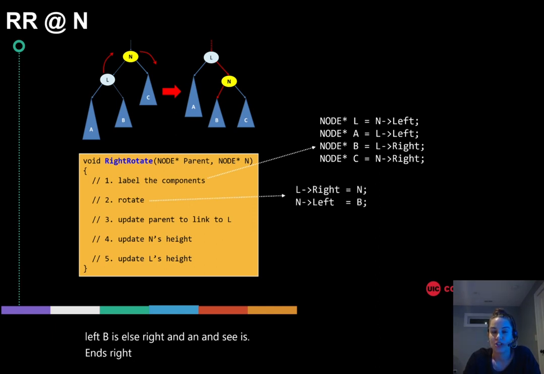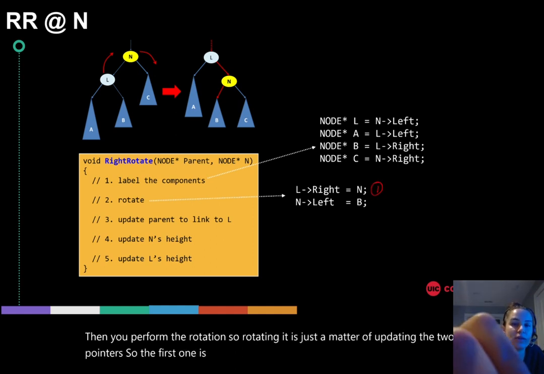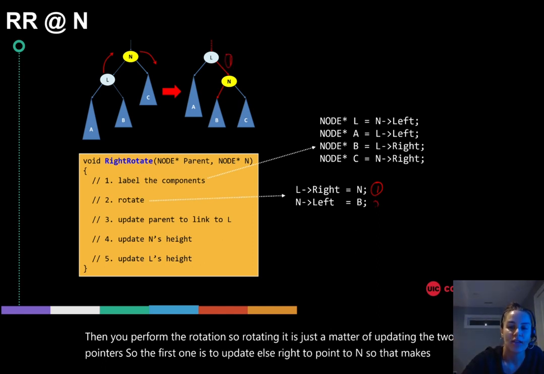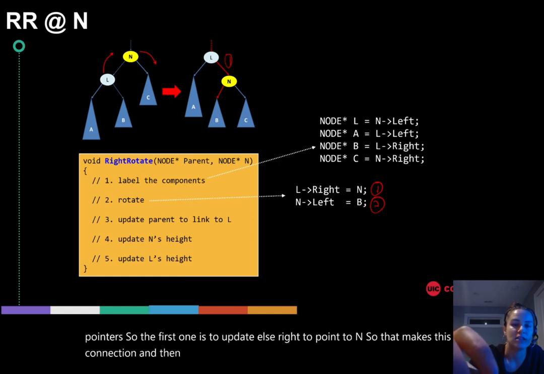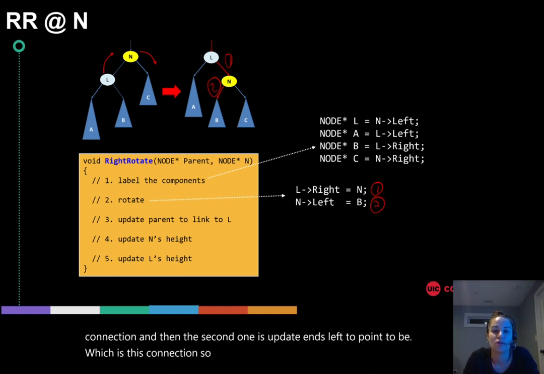Then you perform the rotation. So rotating it is just a matter of updating the 2 pointers. So the first one is to update L's right to point to N. So that makes this connection. And then the second one is update N's left to point to B, which is this connection. So that performs the bulk of the rotation.